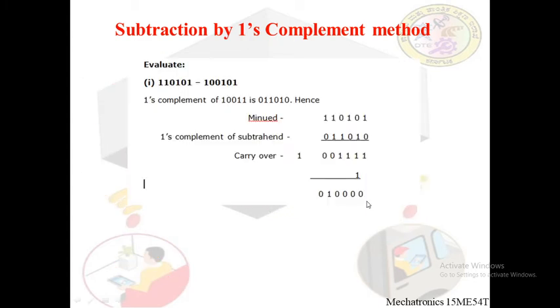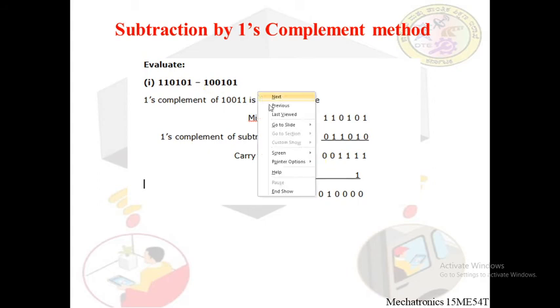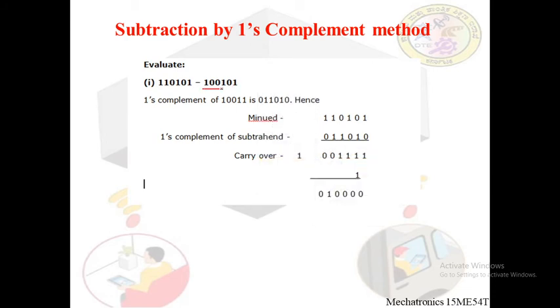Now let us take an example to find out the subtraction by using the ones complement method. We have the two numbers which have to be subtracted. We have the subtrahend, which is the largest number, and the minuend. Let's find out the ones complement of the subtrahend. Subtrahend is this one.